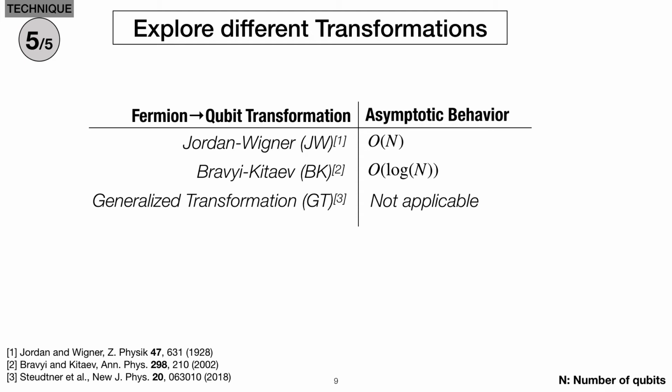The last technique explored is different fermion to qubit transformations. We all know the asymptotic behavior of these famous transformations. However, in the near-term VQE, only a small fraction of excitation terms are ever considered. It is likely we are never in the asymptotic region. So, heuristic results are just fine. Therefore, what we need is a choice of transformation that works the best in practice.